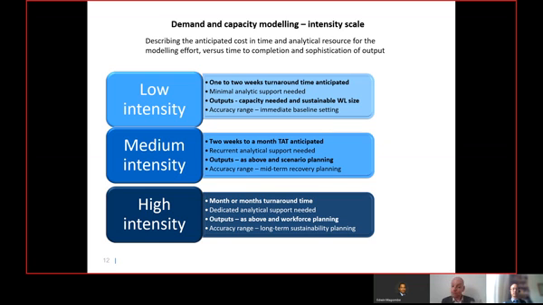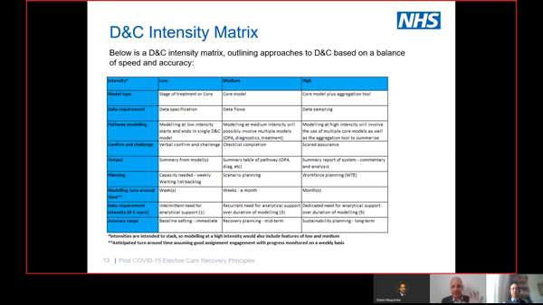That might take a month to turn around with dedicated analytical support, but that would give us some long-term sustainability planning and would inform conversations about how we deploy our workforce and how many whole-time equivalents that we need. So that's our current thinking in terms of setting a baseline around the modeling intensity. And there's a supporting slide here, which will be in your slide pack, which would indicate the level of granularity needed at each stage of the modeling process. So that's there for you to rehearse when you begin having conversations about the intensity level that you want to model at.